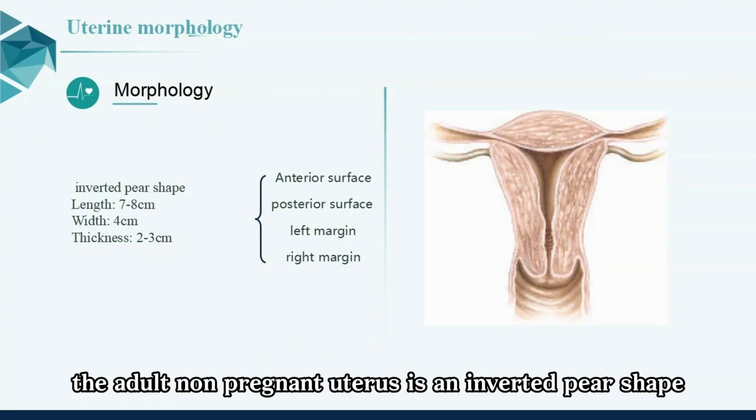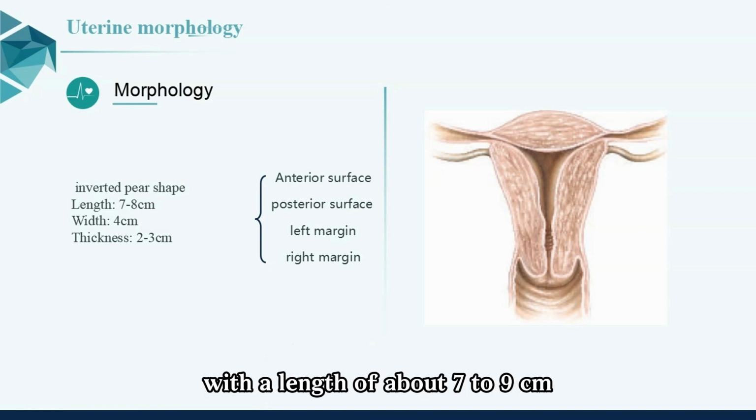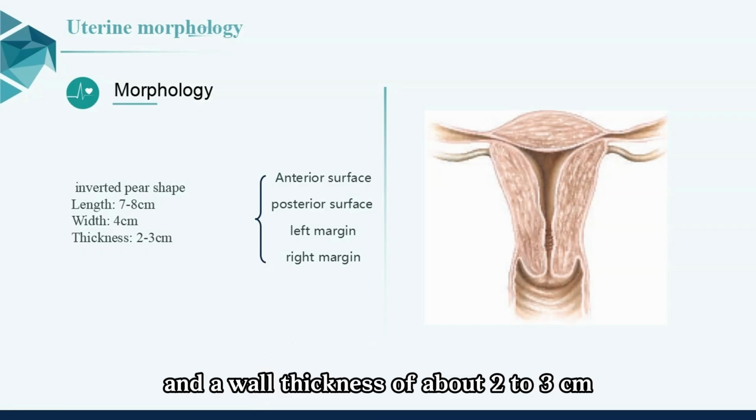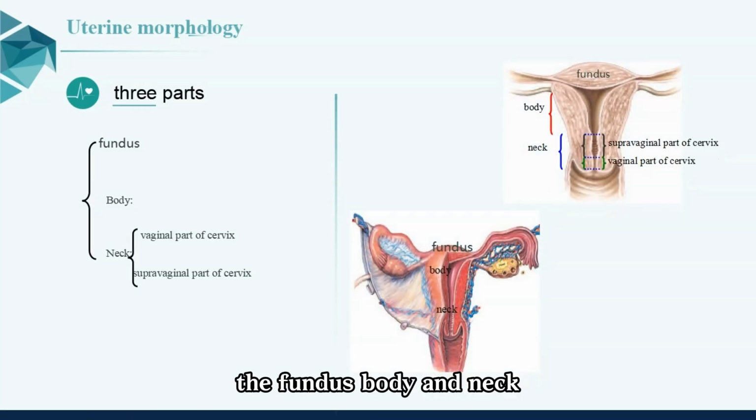The adult non-pregnant uterus is an inverted pear shape, slightly flattened anteriorly and posteriorly, with a length of about 7 to 9 centimeters, a maximum width of about 4 to 5 centimeters, and a wall thickness of about 2 to 3 centimeters. The uterus is divided into 3 parts: the fundus, body, and neck.